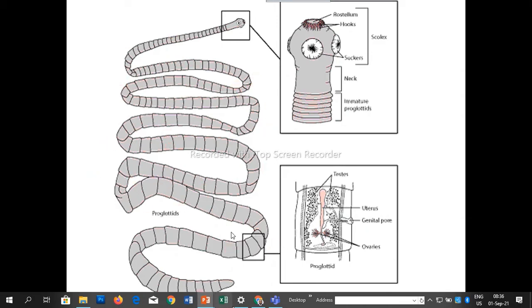The general morphology of Taenia. So this is the head. We call it scolex. Then a pear-shaped head. It has hooks, the hooks that it uses for attaching to the mucosa. And also it has suckers.